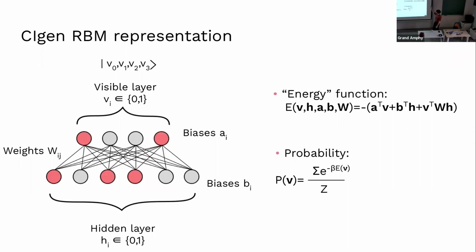This is the same slide I had earlier. I encode all my Slater determinants into the visible layer. And I can define this "energy" function, which I put in quotes because, of course, it is not an energy at all. I can define this Boltzmann-like probability and train my model.